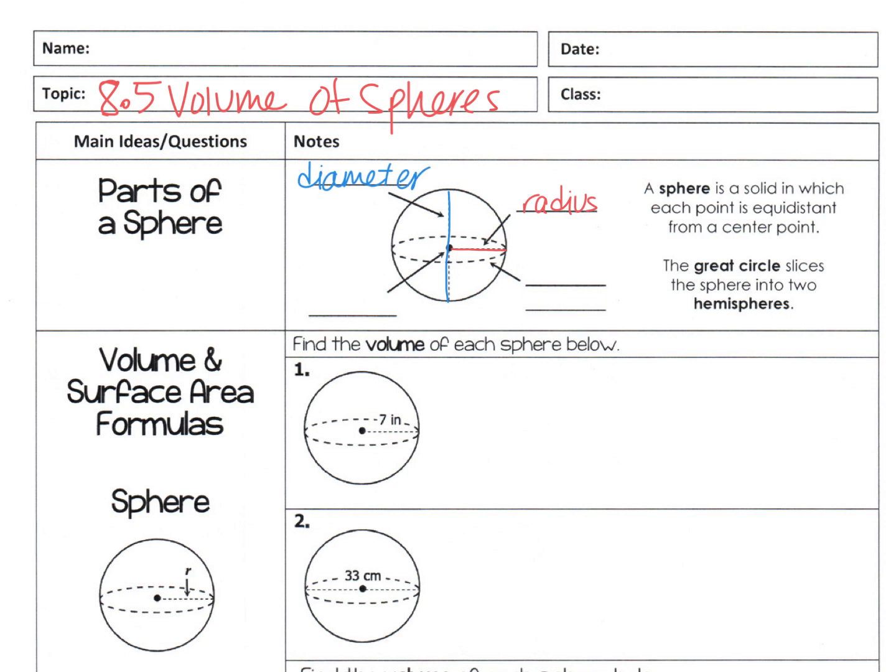This might be a new term for you. The great circle slices the sphere into two, not semispheres, but hemispheres. Maybe you've used that term before, talking about the Earth. So great circle. Kind of fun. Okay, and then this guy is obviously the center. The point in the middle.